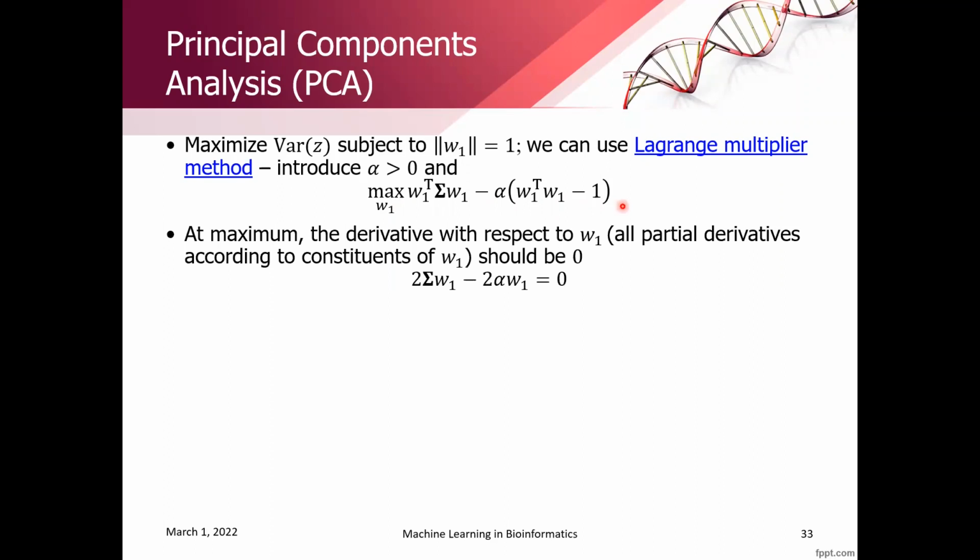So we would like to maximize this function, and for that, of course, we use the analytic method that in order to obtain a maximum, at the maximum the derivative should be 0. But the derivative by W sub 1 is a vector, so all partial derivatives according to all elements, constituents of the vector W sub 1, should be 0, and this is the result of the derivative.